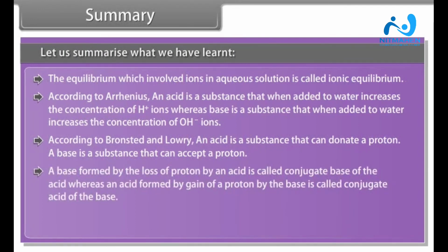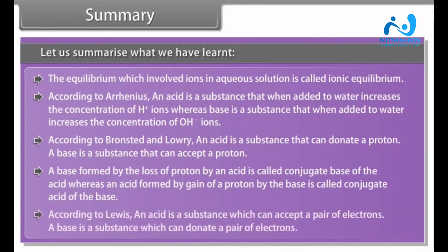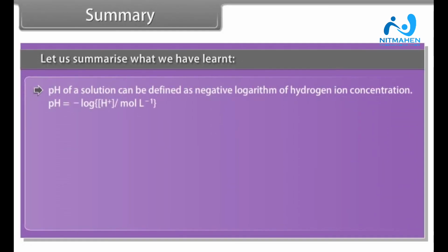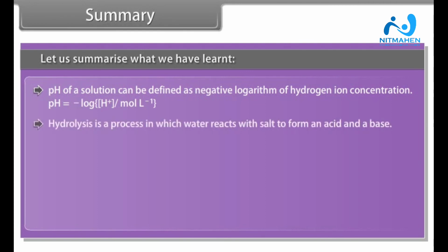A base formed by the loss of a proton by an acid is called the conjugate base of the acid, whereas an acid formed by gain of a proton by the base is called the conjugate acid of the base. According to Lewis, an acid is a substance which can accept a pair of electrons. A base is a substance which can donate a pair of electrons. The pH of a solution can be defined as the negative logarithm of hydrogen ion concentration. Hydrolysis is a process in which water reacts with salt to form an acid and a base.